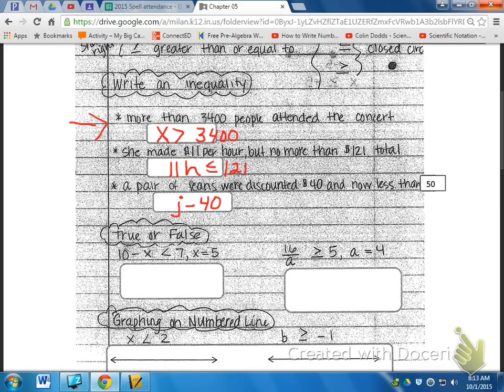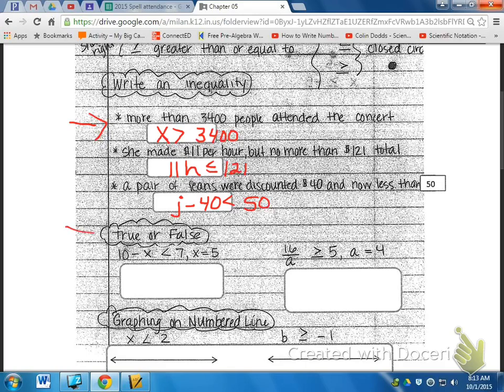And now less than 50. So 50's in here. And what symbol do you think I'm going to use? The less than. J minus the $40 is less than $50. Okay, so you're going to end up writing some inequalities from statements like this.